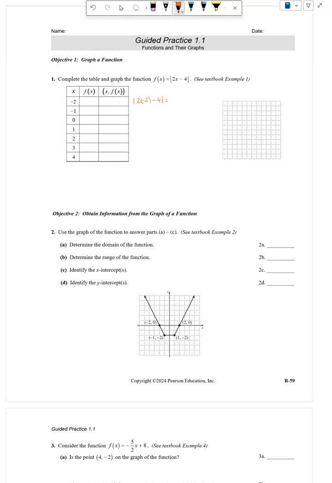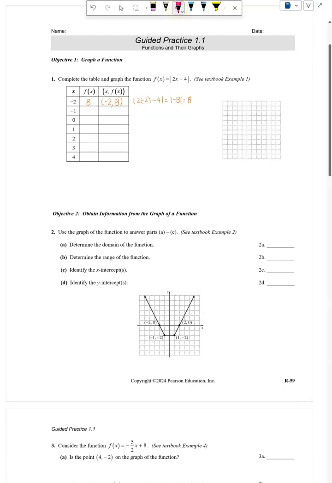So that's going to give us, well, 2 times the -2 is a -4, minus 4 gives us the absolute value of -8. The really cool thing about absolute value bars is they always give us a positive output, so the absolute value of a -8 is going to be 8. Okay, so our f of x then is going to equal 8, and our ordered pair is going to be -2, because that was our x, and 8 was our y, or our f of x. Okay.